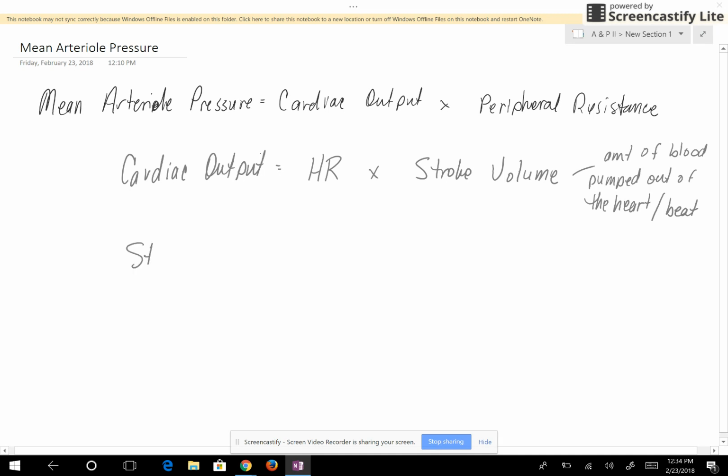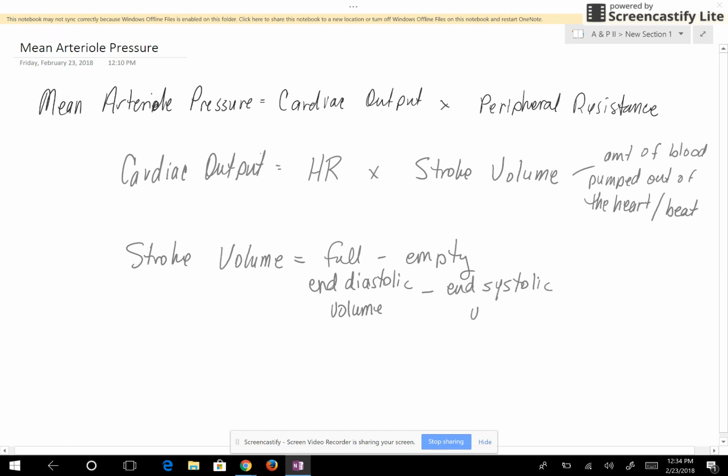So let's look at stroke volume. Okay, stroke volume is going to equal what I call full minus empty. Okay, so let's look at more educated words than full and empty. It's the end diastolic volume minus the end systolic volume. Remember that you have diastolic and systolic. Diastole is whenever the ventricles are relaxed. So at the end of relaxation, the ventricle is going to be full.